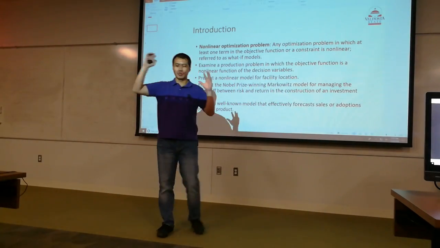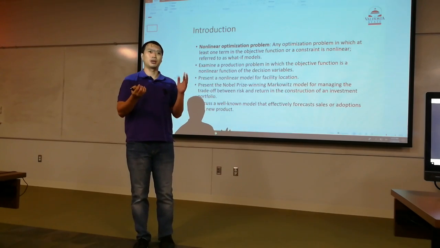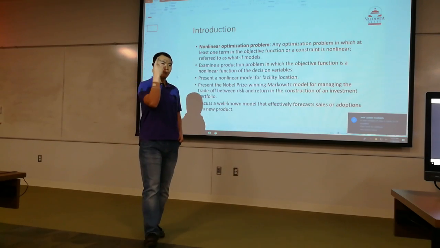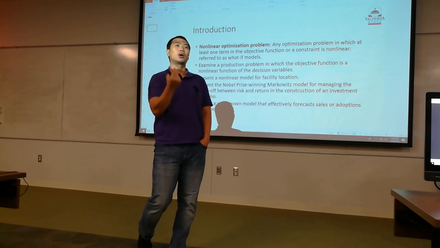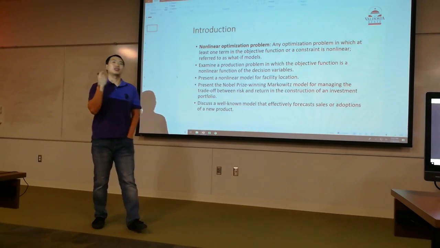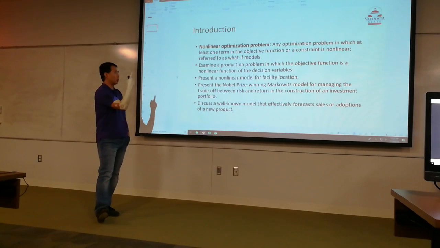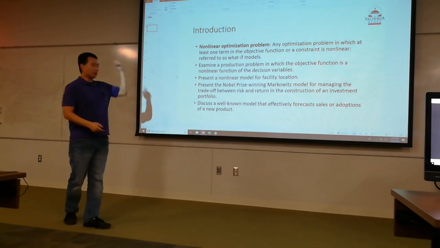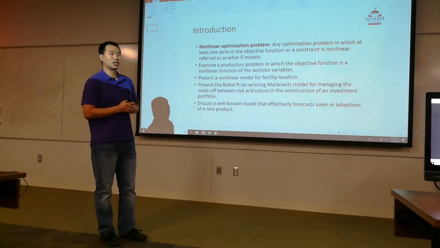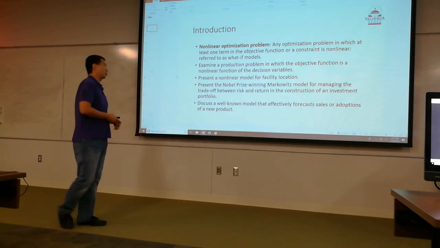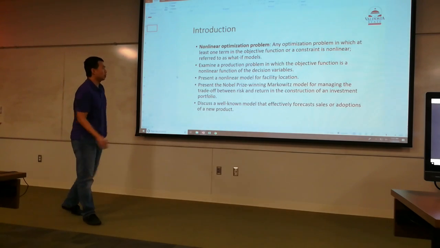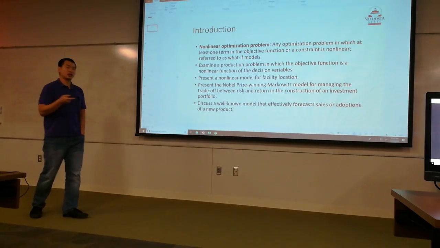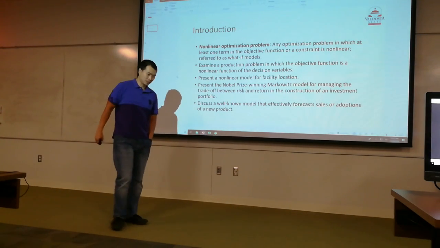If you remember, when we talk about an optimization model, we have an objective function and a bunch of constraints. If your objective function or one of your constraints is in a nonlinear form, we call it a nonlinear optimization model. In real life there are a bunch of applications for nonlinear optimization, such as facility location problems, investment and risk assessment problems, and so forth.